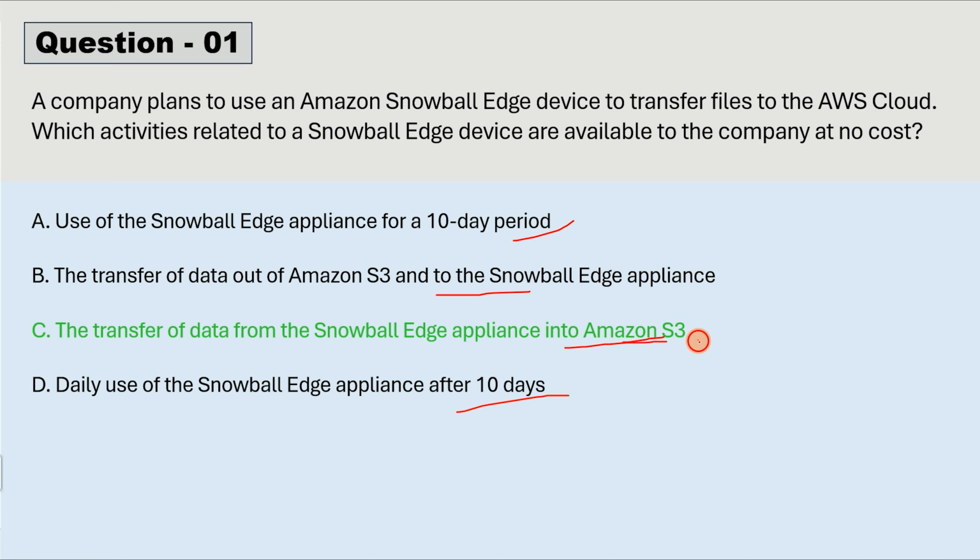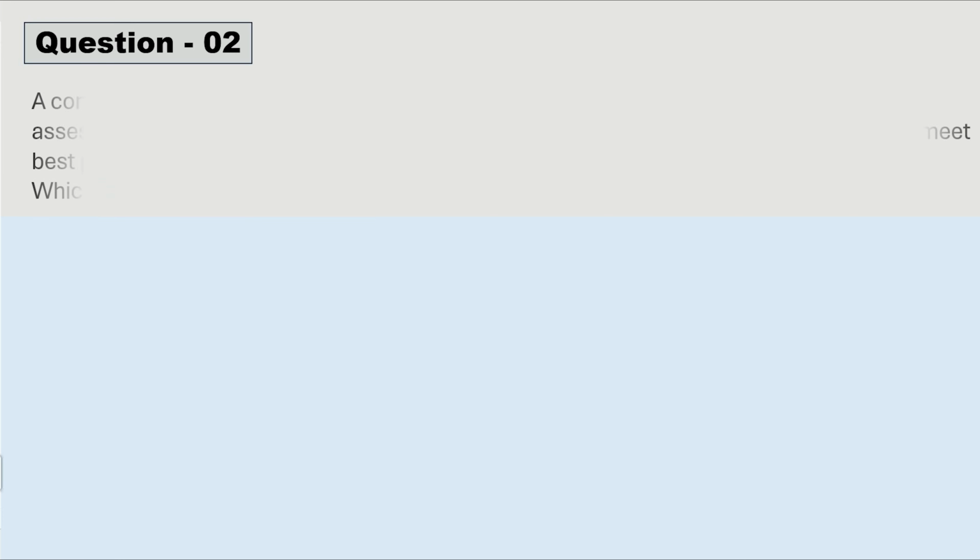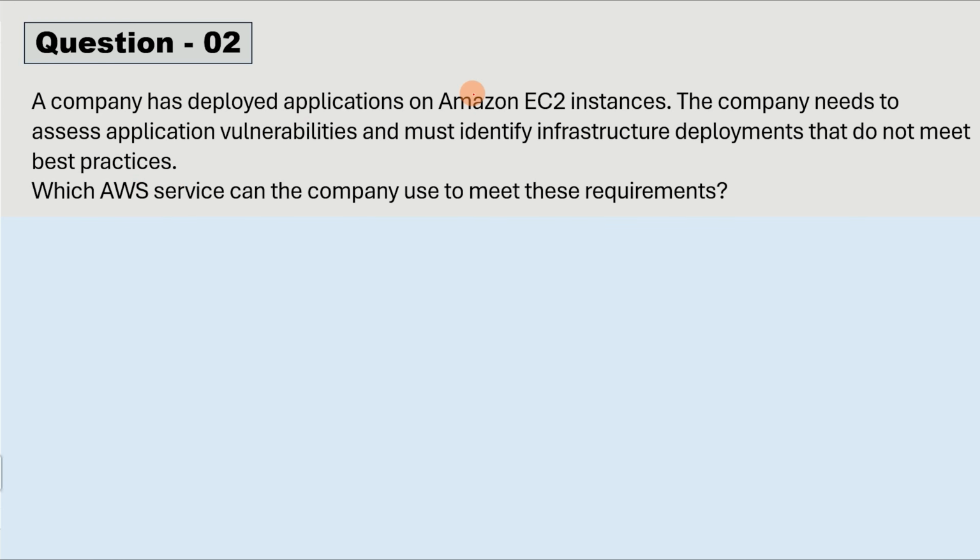Now question number 2. A company has deployed applications on Amazon EC2 instances. The company needs to assess application vulnerabilities and must identify infrastructure deployment that do not meet best practices. Which AWS service can the company use to meet these requirements? Here are the options. AWS Trusted Advisor, option B Amazon Inspector, option C AWS Config, option D Amazon GuardDuty.